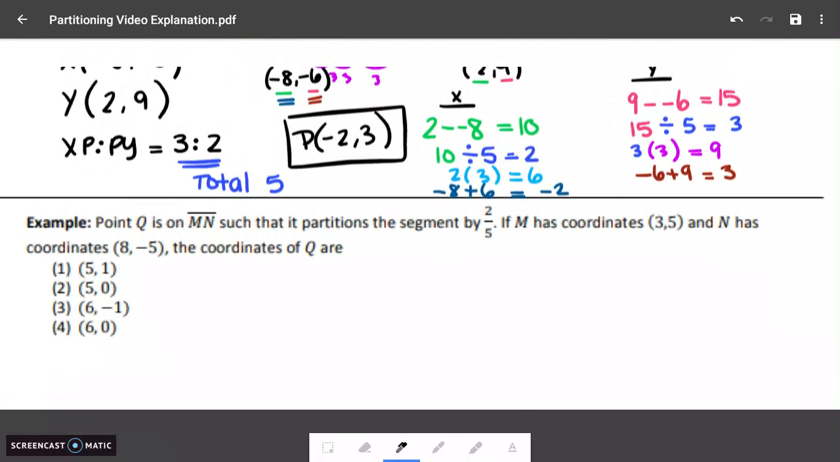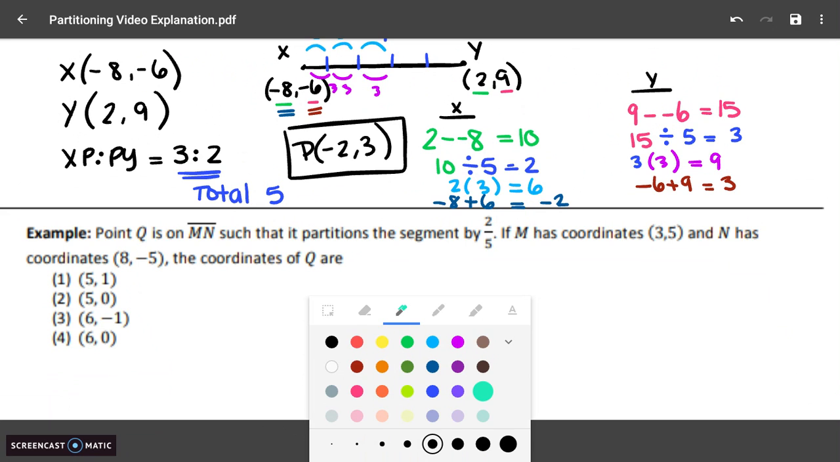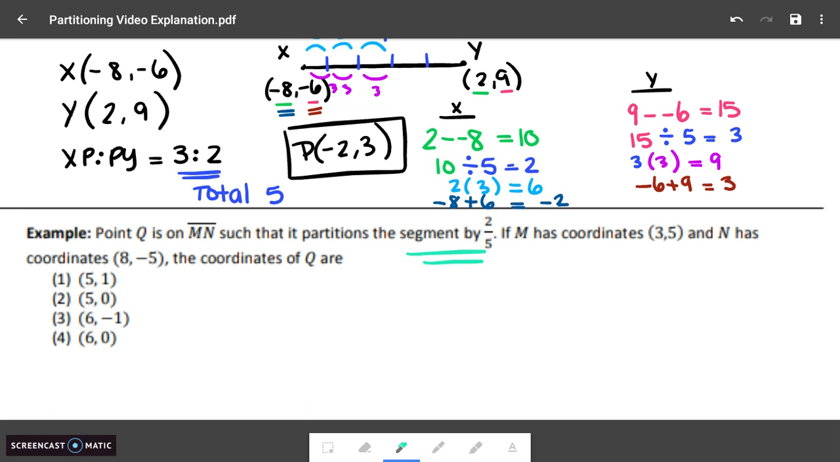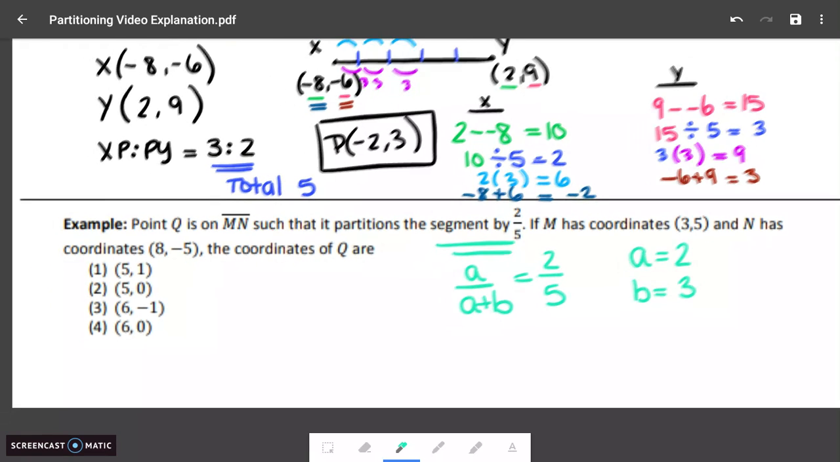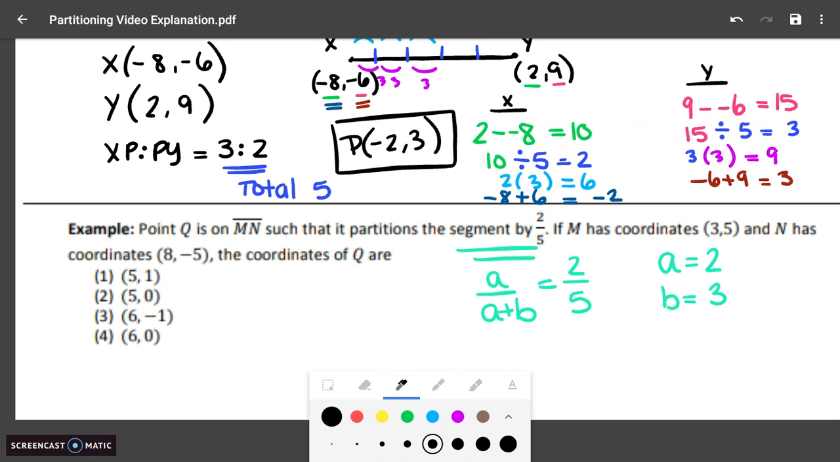So one example that I wanted to point out to us, it's a little different than ones we've dealt with recently, is we have point Q that's on MN such that it partitions the segment by 2/5. So this is the first time we haven't talked about a ratio. So remember, A over A plus B is 2/5. So we know A, that first part of the ratio, is 2. The second part of the ratio is going to be 3. So it's just a different way to word this problem. Okay, so we're splitting that up into a 2 to 3 ratio, or you could use that as A over A plus B in the formula.